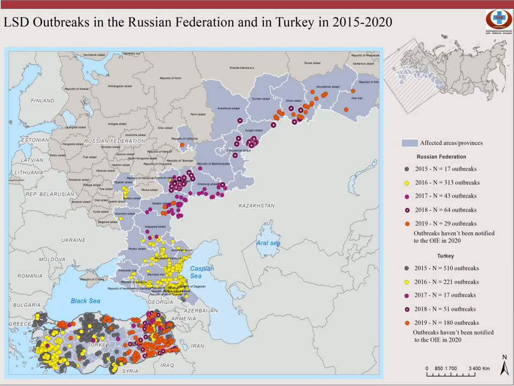This is how the situation looks nowadays. Lumpy skin disease, when it occurred first in the Caucasian region of Russia, spanned about 9,000 kilometers across the border towards the Far East region.